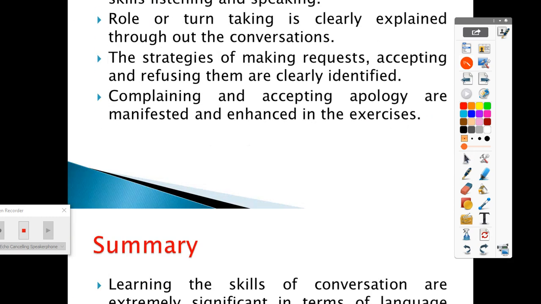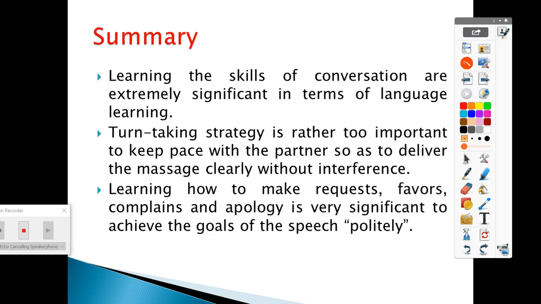Now, we move to the summary. Now we summarize our lecture. Listening and learning the skills of conversation are extremely significant in terms of language learning. Now, to learn any language in the world, put this in mind, like a necklace or a warning, that to achieve any language in the world, you should achieve 4 skills. They are production skills and recognition skills: listening, speaking, reading, and writing. If you master them, you would master the language.